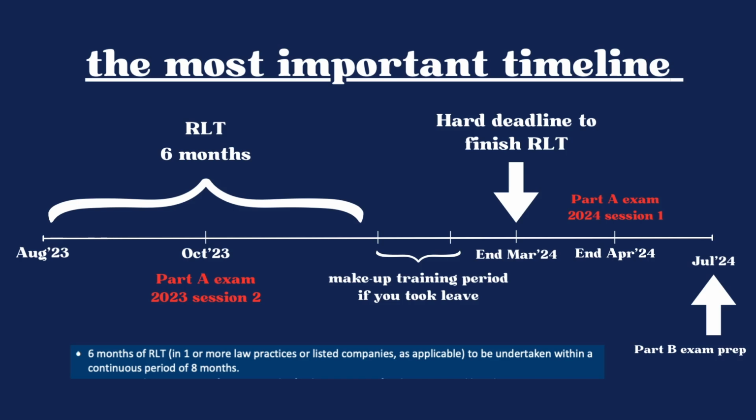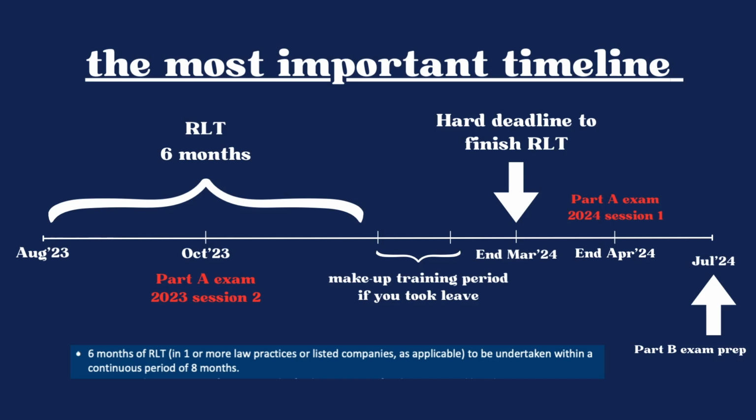And the problem with that is it cuts really close to the hard deadline for when you must finish your RLT. So it is stated in the SILE guide that you must finish your 6 months of RLT within a continuous period of 8 months. That means you have to finish it by the end of March. Okay, I hope that was really clear for you guys.